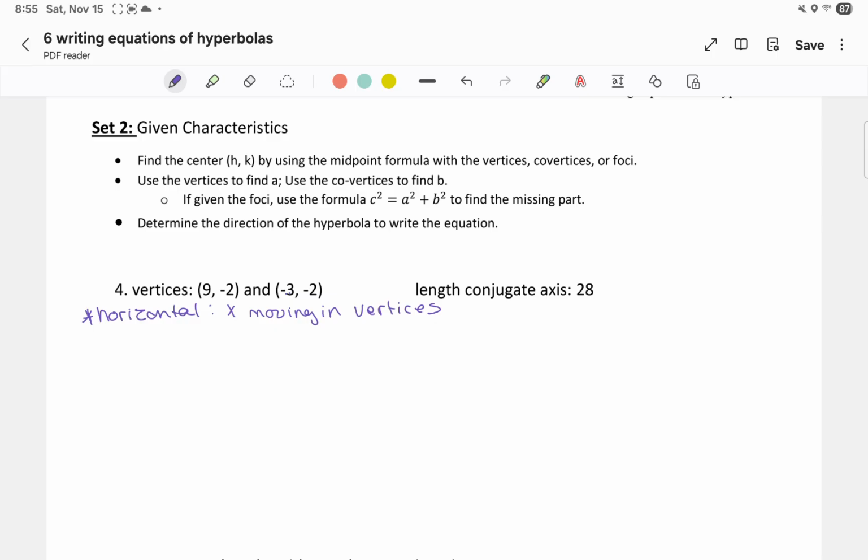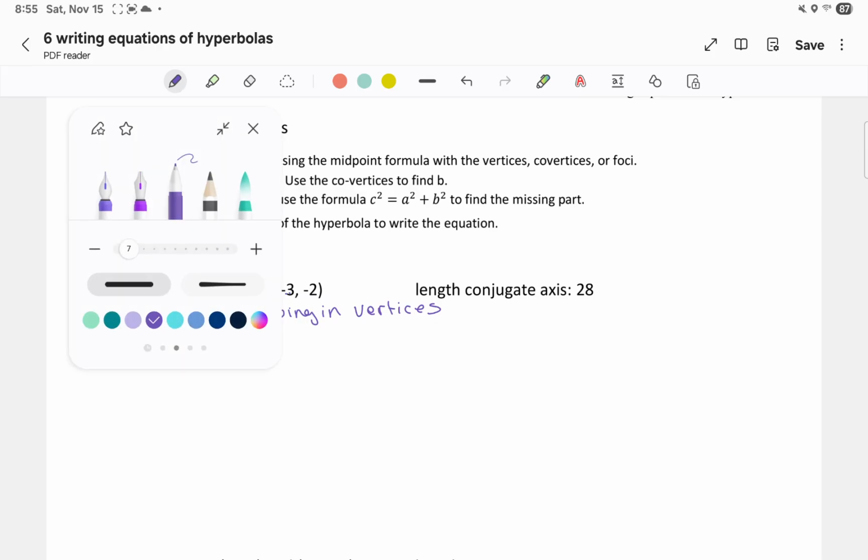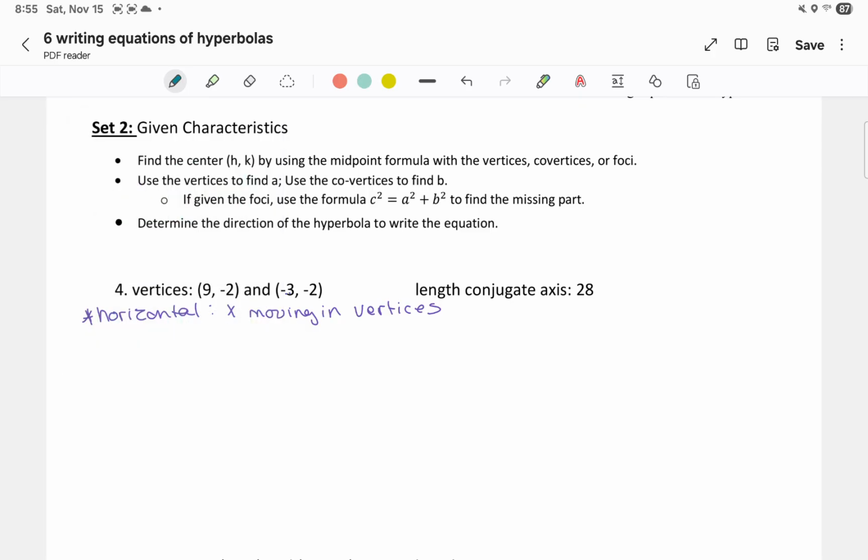And so then we need to find the midpoint of these to find our center. So for the center, we will have 9 plus 3 over 2, and then negative 2 minus 2 over 2. So that is going to give us 6, negative 2.